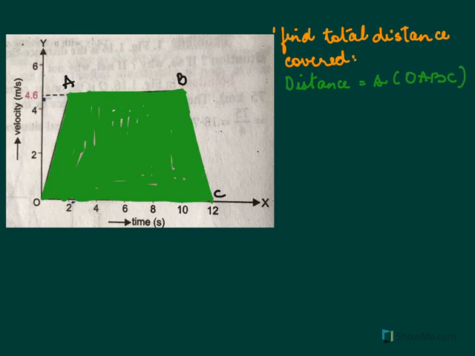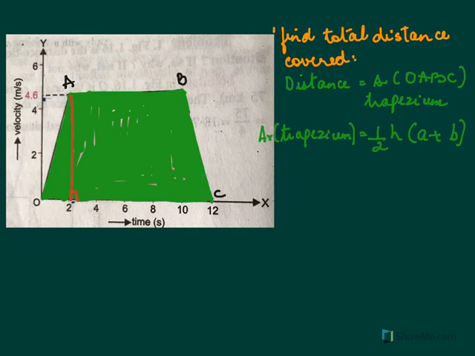So the total distance will be the area of OABC. Now OABC is a trapezium, so we need to use the formula for a trapezium. The area of a trapezium will be half h (a plus b). Now what is h? The h is this height, the distance between the two parallel sides.